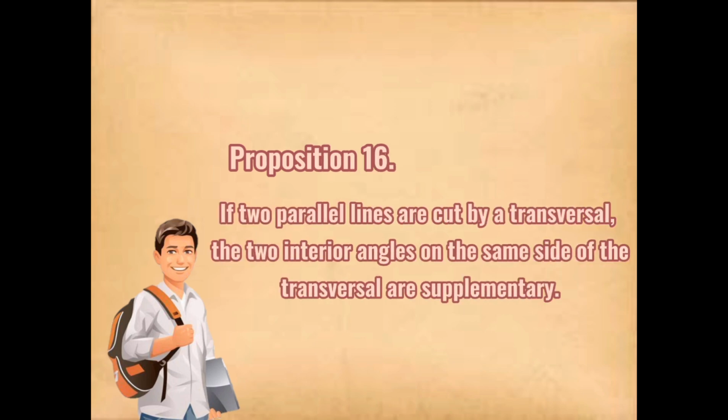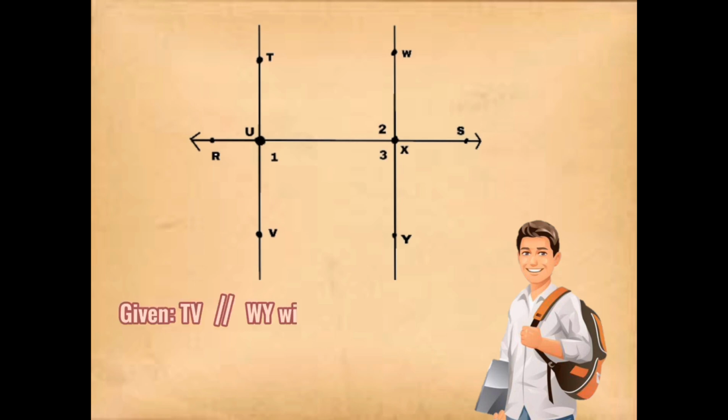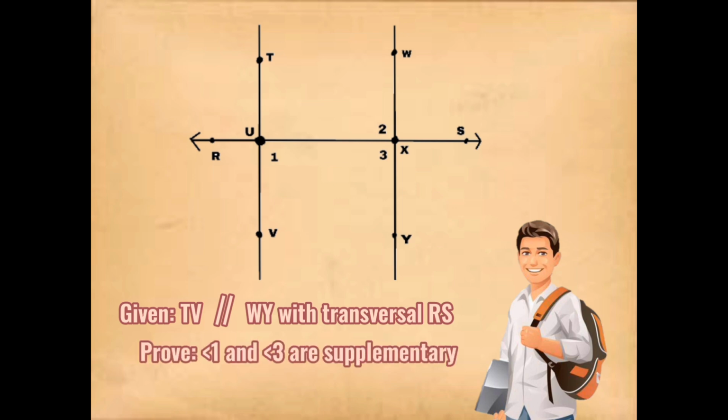It states that if two parallel lines are cut by a transversal, the two interior angles on the same side of the transversal are supplementary. To prove this proposition, let's take this figure as an example. Our given is line TV is parallel to line WY with transversal line RS. Now we need to prove that angle 1 and angle 3 are supplementary. So our first statement will be: line TV is parallel to line WY with transversal line RS. Our reason for that is our given.